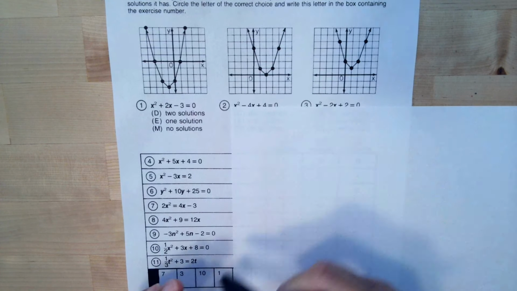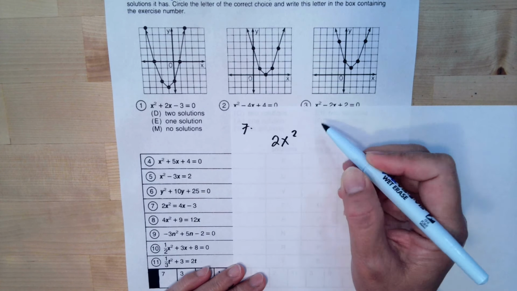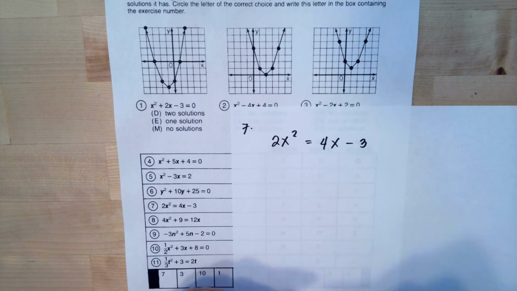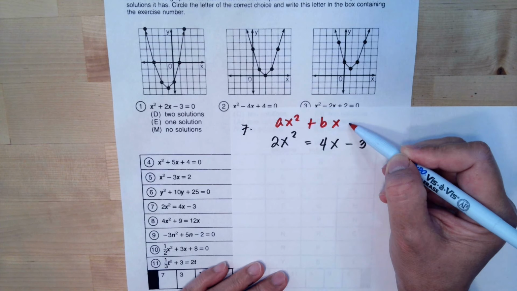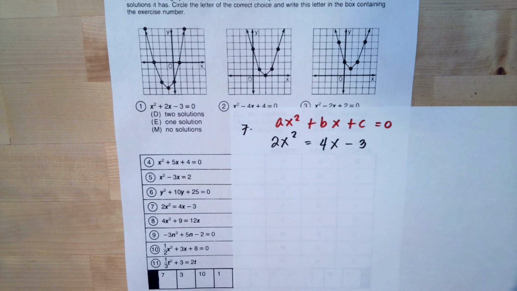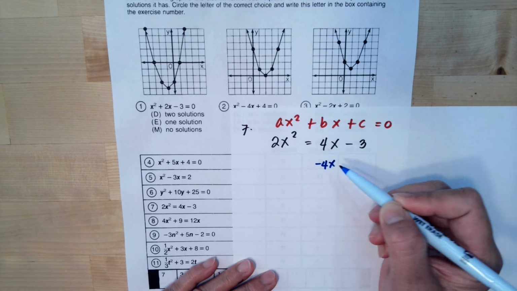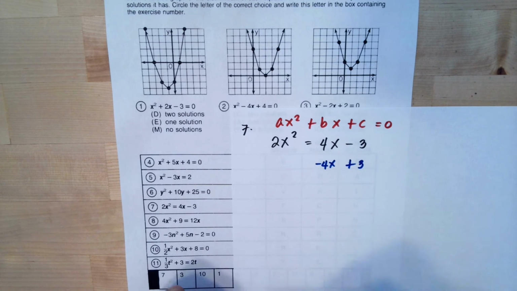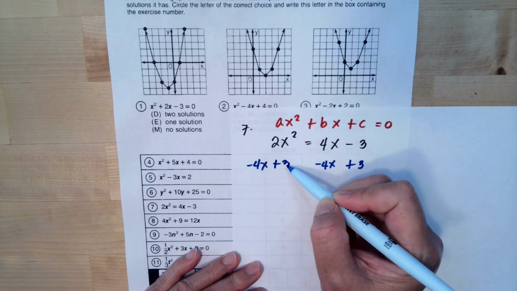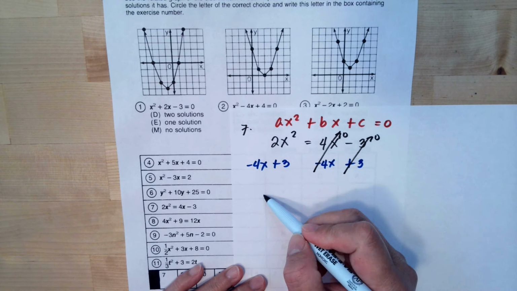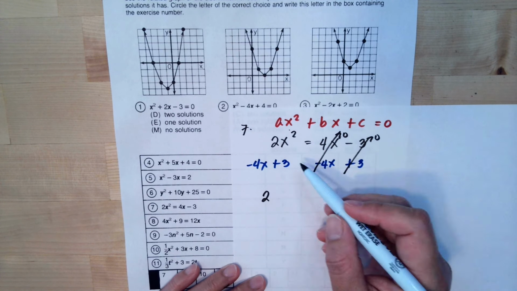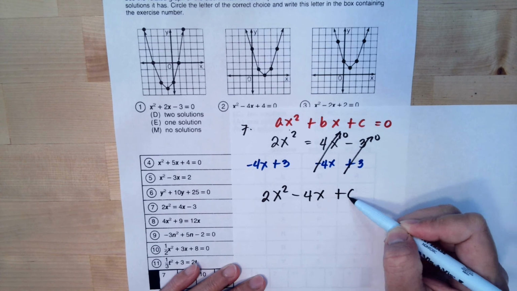Let's try number 7. So, number 7, we have 2x squared is equal to 4x minus 3. Now, to do this, we need to make it a pattern into ax squared plus bx plus c is equal to 0. So, meaning everything on the left side and nothing left in the right side. So we're moving the 4x and the negative 3 into the left side. Now it is positive 4x, so we need to subtract 4x. And it is negative 3, so we need to add 3 to both sides. So now 4x minus 4x is 0, negative 3 plus 3 is 0. Then arrange it according to the exponent. So we have 2x squared minus 4x plus 3 is equal to 0.